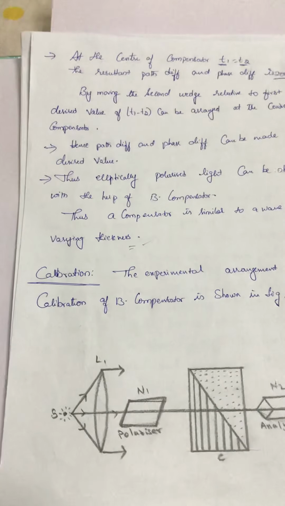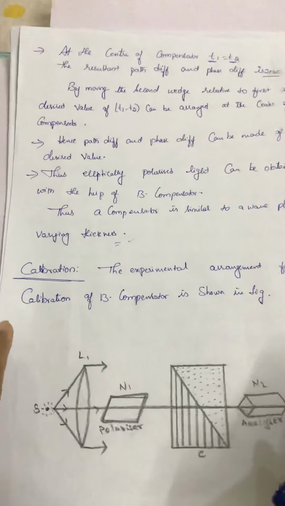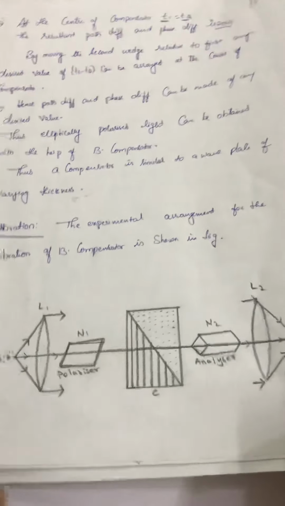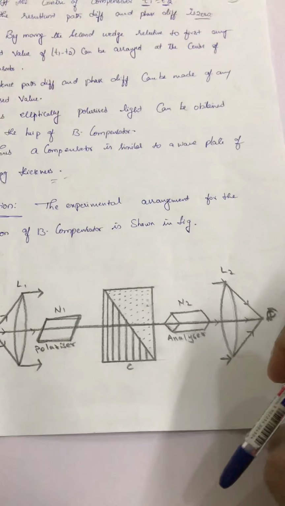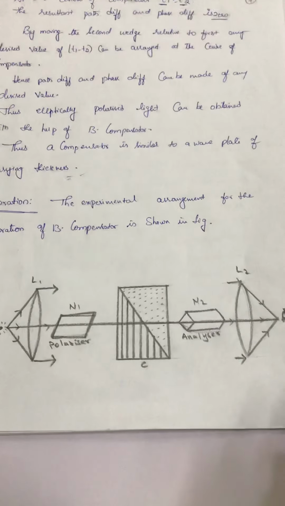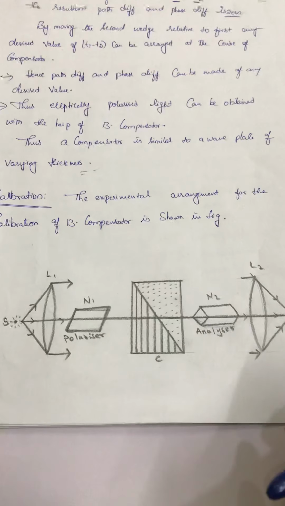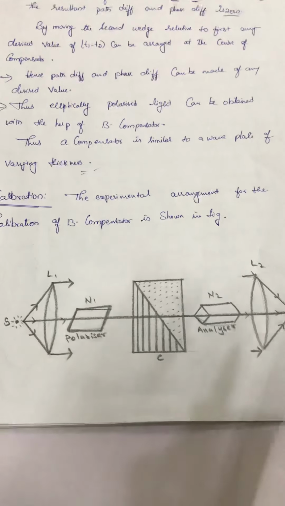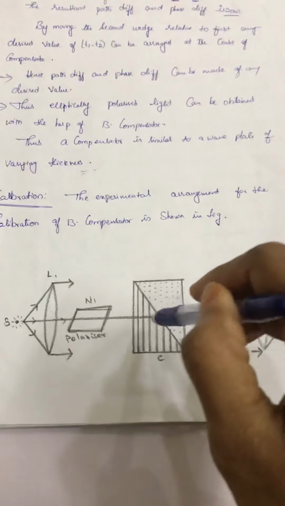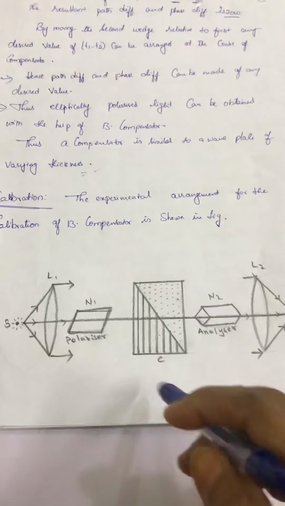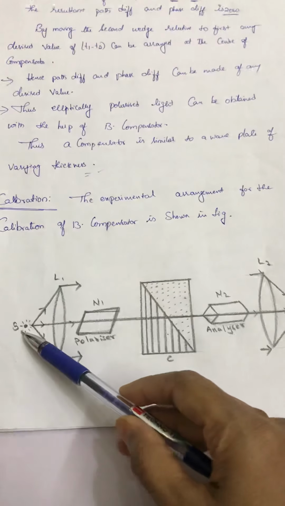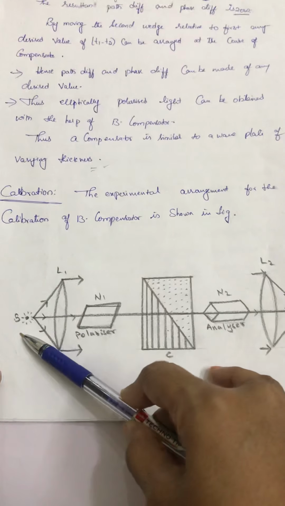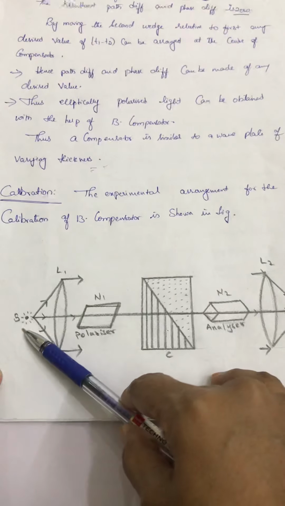Now how to calibrate? We'll see the calibration now. For that, I'll show the calibration in the diagram. So this is our diagram. Here is our experimental arrangement for calibration of the Barnes compensator. Now here we have a source, this is monochromatic light. Monochromatic light means single wavelength, single color.